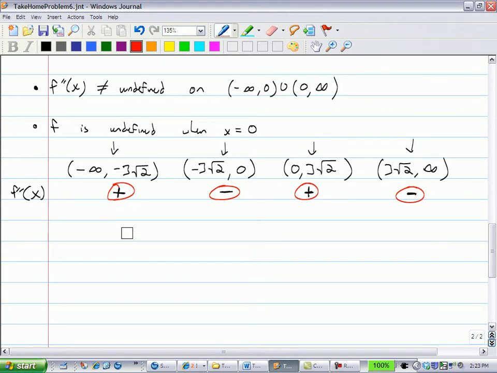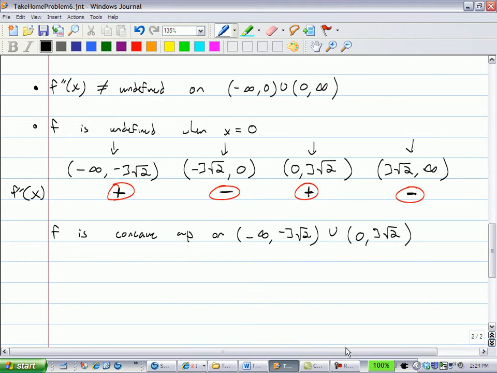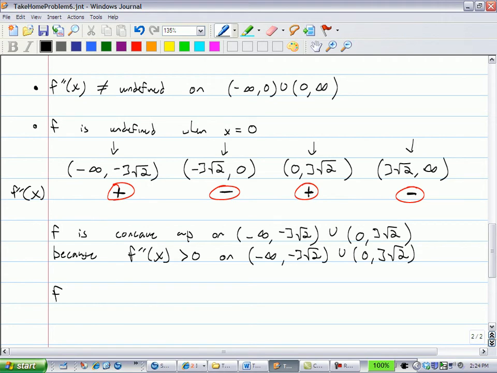All I gotta do is justify. I gotta say when it's concave up and provide a justification. So F is concave up on negative infinity, negative 3 root 2, union 0, 3 root 2, because F double prime of x is greater than 0 on negative infinity to negative 3 root 2, union 0 to 3 root 2. Okay, one more. F is concave down.